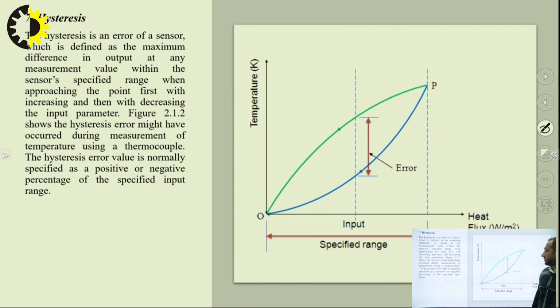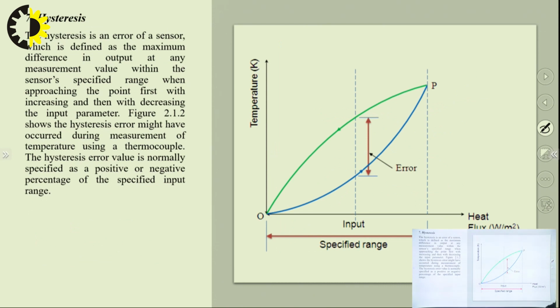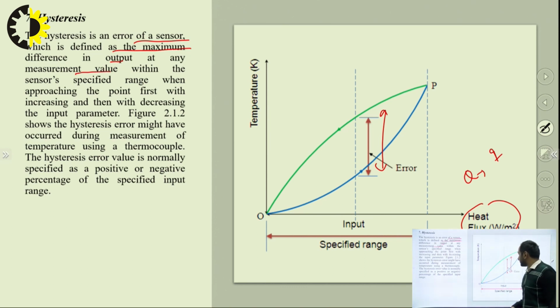Next comes the hysteresis error. Now here we have measured the error in horizontal terms. Here the error is being measured in vertical terms. Now here we have drawn the graph with the help of an input which is defined as the heat flux, whose unit is watt per meter square, also denoted by Q or small q, and here is the temperature. So as the temperature increases, and this is the error which we receive, there is a measured output. So it is an error of a sensor which is defined as the maximum difference in output at any measurement value. Maximum difference in output. So suppose this is the output and the maximum difference, this is the input.